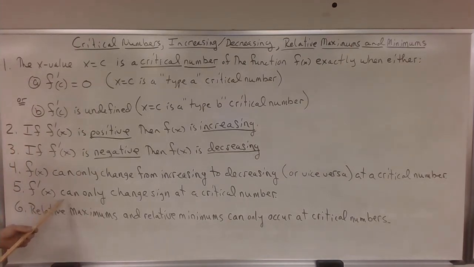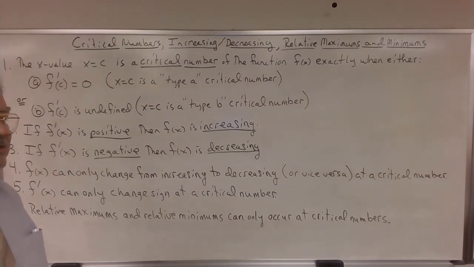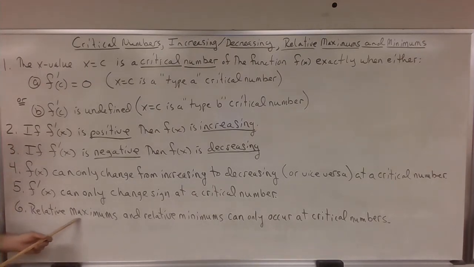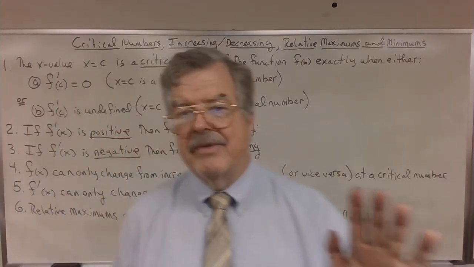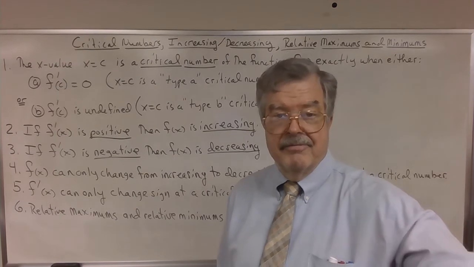F prime, the derivative, can only change sign at a critical number. If we don't have any critical numbers, the derivative can't change sign from positive to negative or negative to positive. And finally, and this is going to be a biggie, relative maximums and relative minimums can only occur at critical numbers.